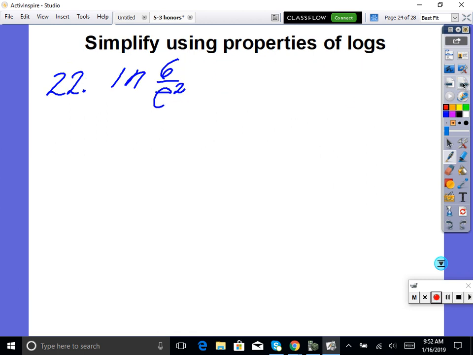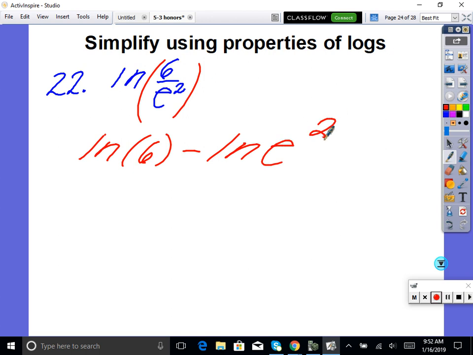Okay, 22, simplify using properties of logs. So you'd say, okay, well, when you divide, you subtract. So this is ln of 6 minus ln of e squared, isn't it? So it would be minus 2. Yep, so ln of 6 minus 2.